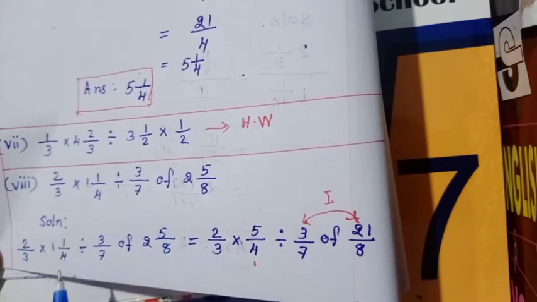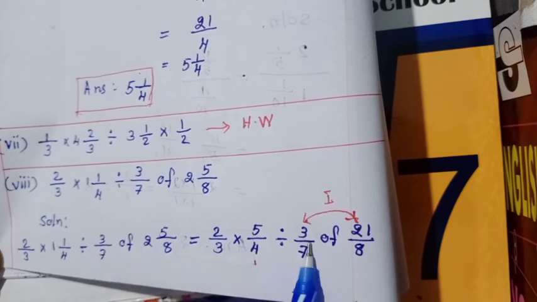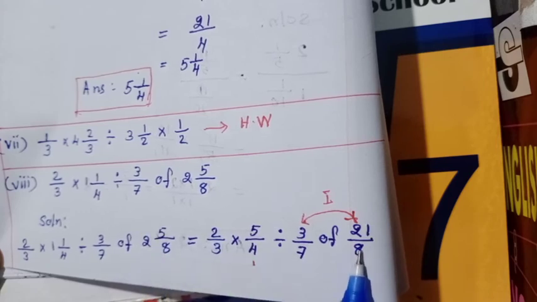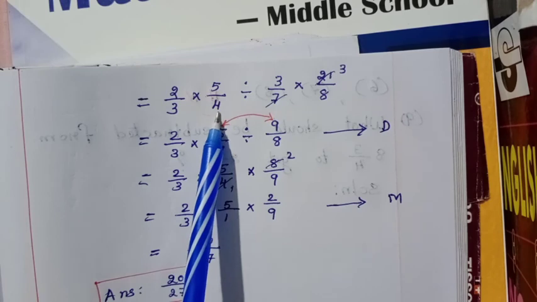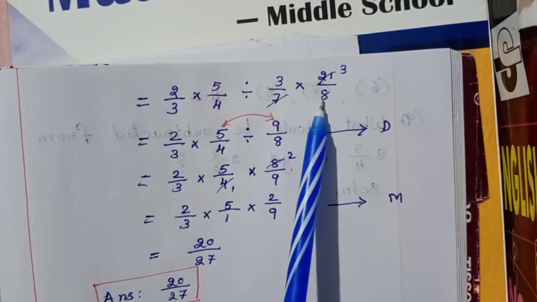So first number 2 by 3 same. 1 1 by 4: 4 into 1, 4 plus 1, 5 by 4, divided by 3 by 7 of 2 5 by 8. Convert that: 8 into 2 is 16, 16 plus 5, 21 by 8. Okay, then "of" is here. These two only we are calculating first. Find out the answer for these two. Then next, division. Then 2 by 3 into 5 by 4. Division is same. 3 by 7 into 21 by 8.